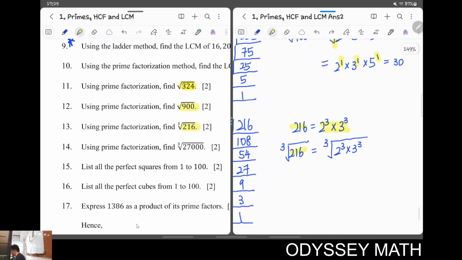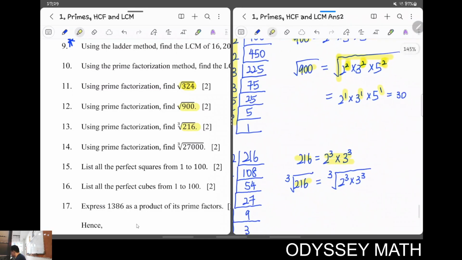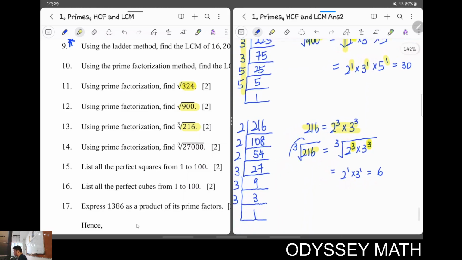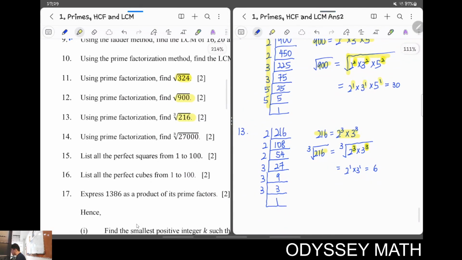And then what happens here is earlier the square root divided the powers here by 2. Here the cube root will divide the powers, these powers 3 here, by 3. So we have 3 divided by 3 is 1, 3 divided by 3 is 1, okay? So it will be 2 to the power of 1 times 3 to the power of 1. Okay, cube root will divide the powers by 3, square root will divide the powers by 2. So we have 2 times 3 equals 6. And you can verify it in your calculator. Indeed, the cube root of 216 is 6. Understand? So that is for question number 13 over here.